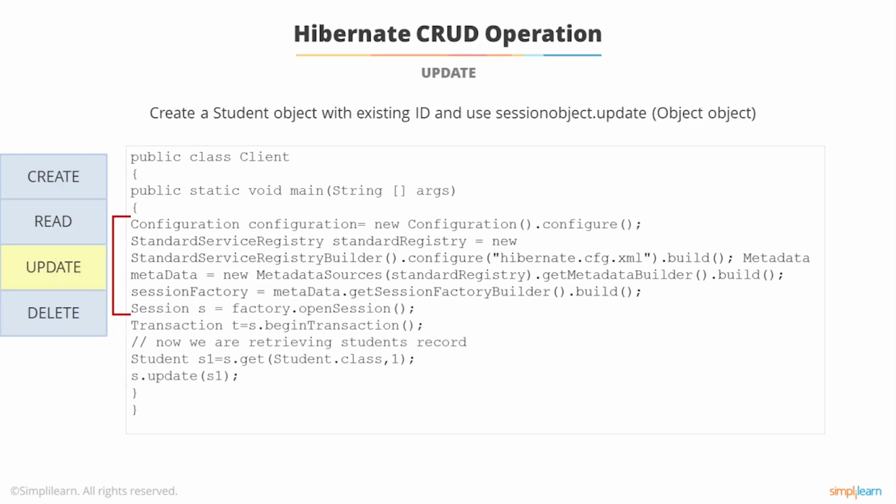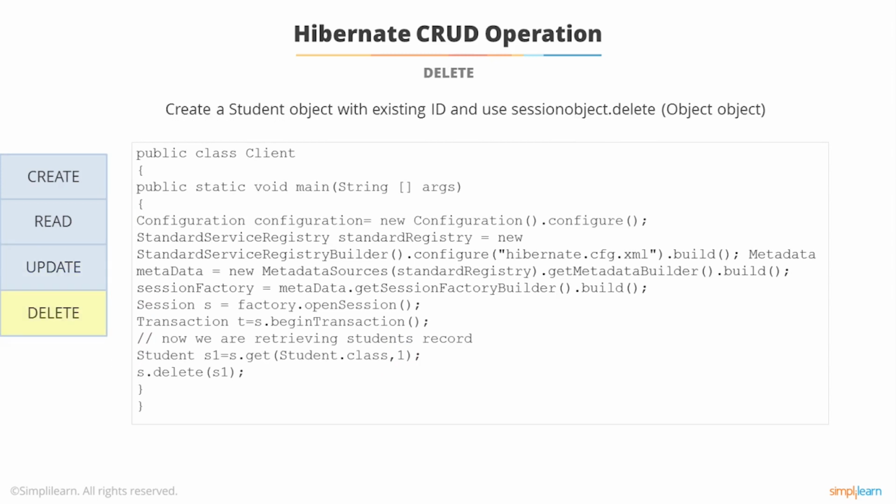For an update operation, this remains constant. You then open the transaction. You then get that particular record of the student or the student object by passing the ID, and simply do an update. For a delete, the process remains the same. Get the student details, call delete on the session.